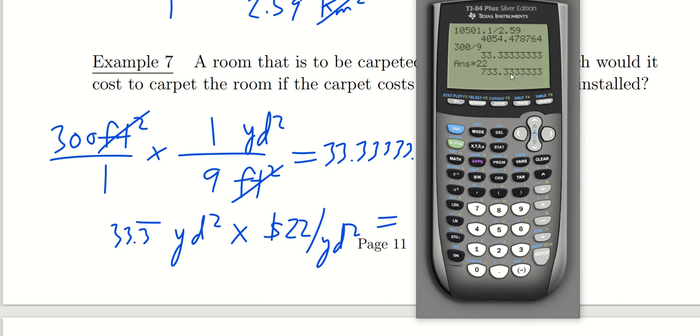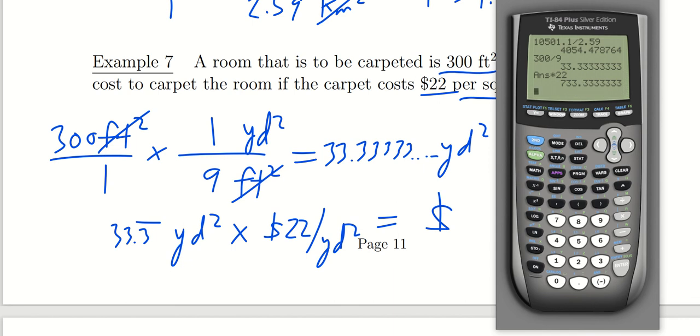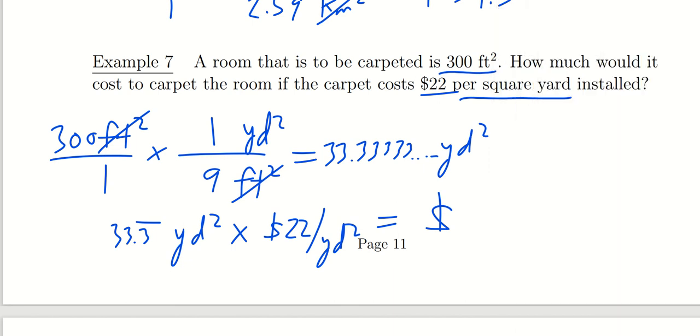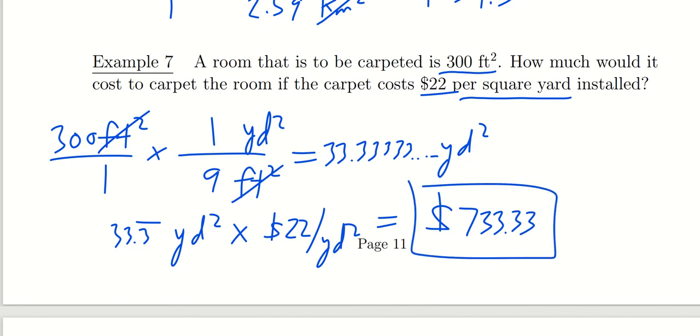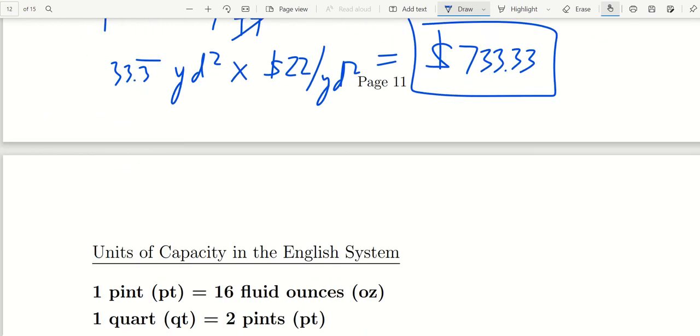And at this point, it's our final answer, so we do have to round, and because it's money, we'll round to the nearest penny. It would be $733.33. That would be the total price it would cost to carpet the room.